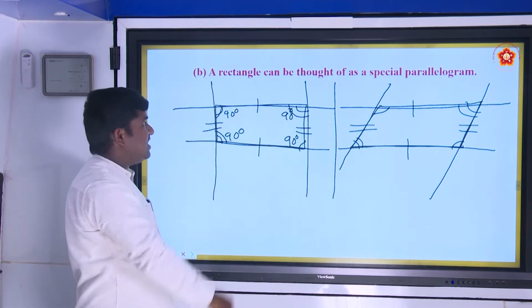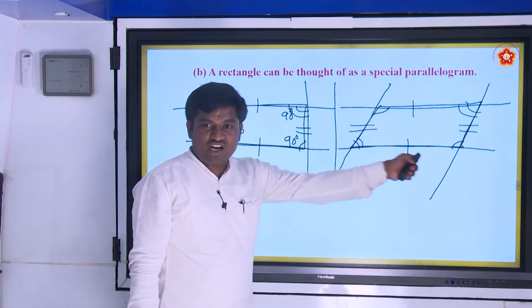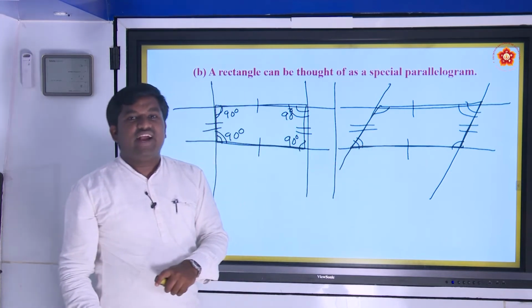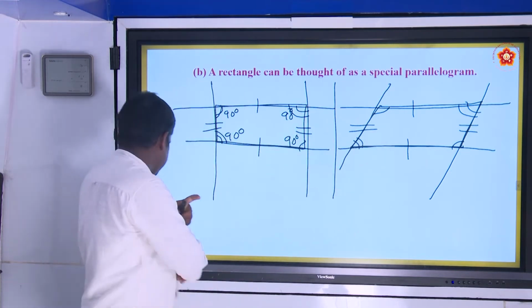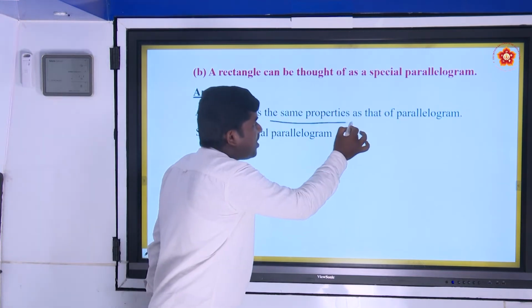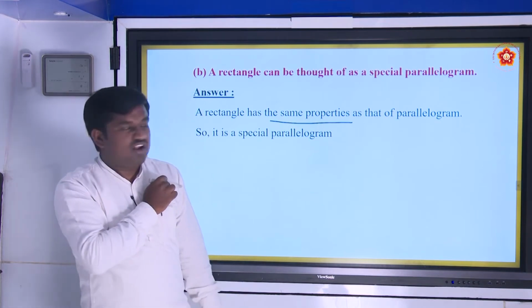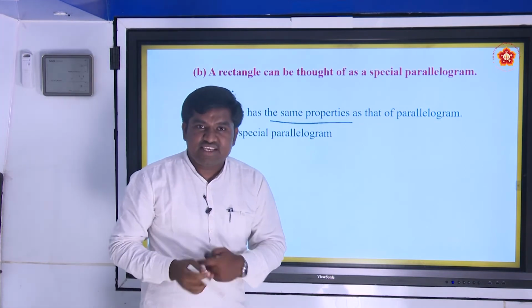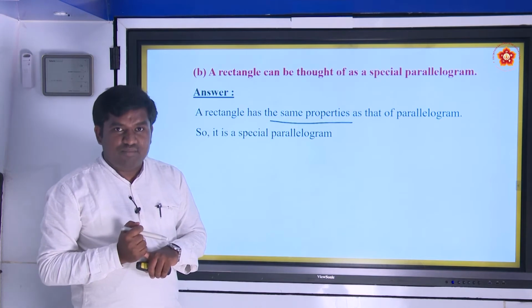Yes. Then rectangle can also be thought of as a special parallelogram. Yes, see the answer. A rectangle has the same properties as that of parallelogram. So, it's called a special parallelogram.